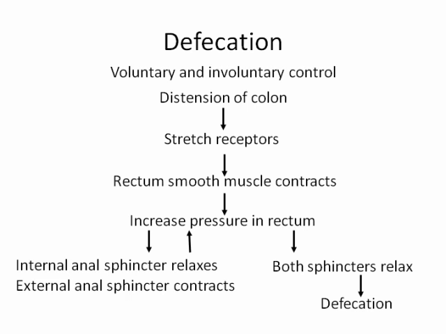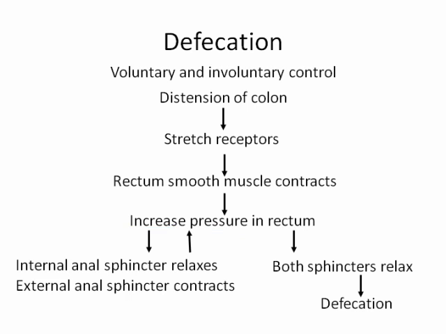And lastly, of course, we have defecation. That is the process of relieving oneself of the feces. This is both under voluntary and involuntary control. If you remember, in the very first segment of this series of lectures, we talked about both having smooth muscle and skeletal muscle that are involved in the anal sphincters. Distension of the colon is going to activate stretch receptors, which is going to cause contraction of smooth muscle in the rectum. This is going to increase pressure in the rectum.